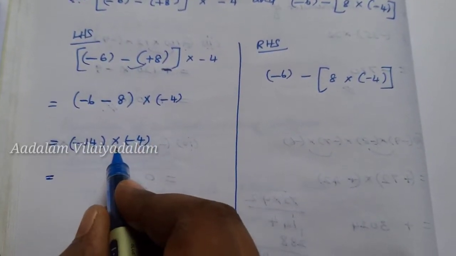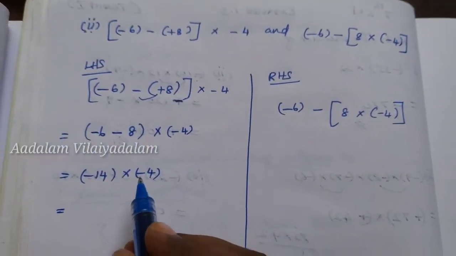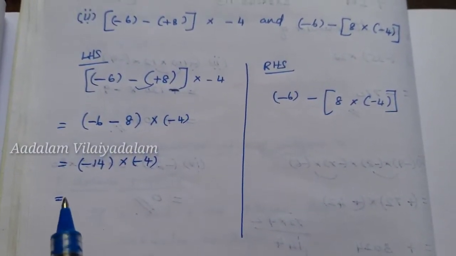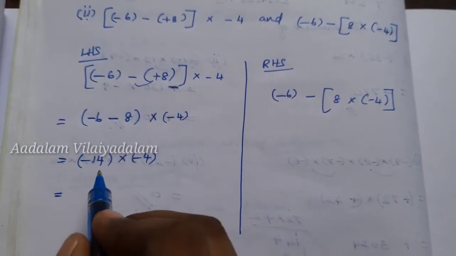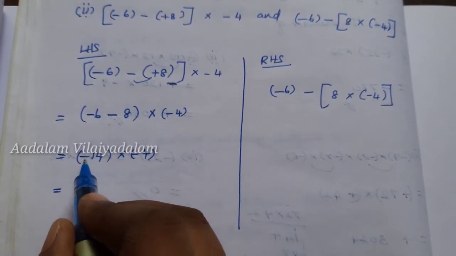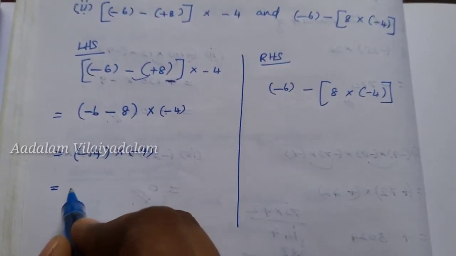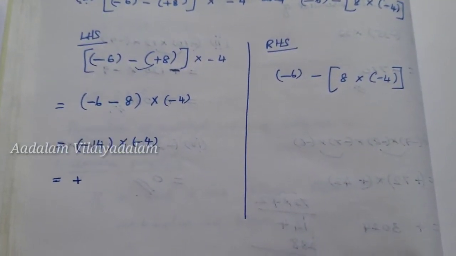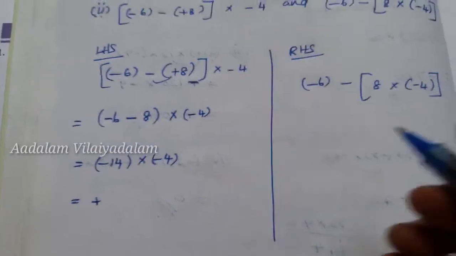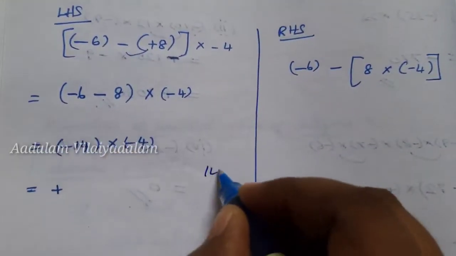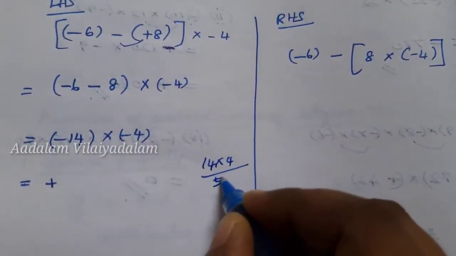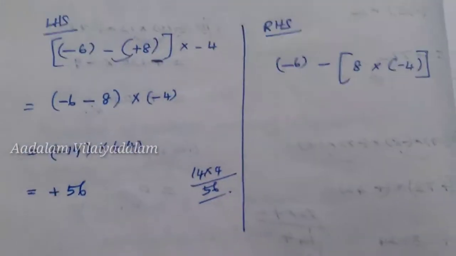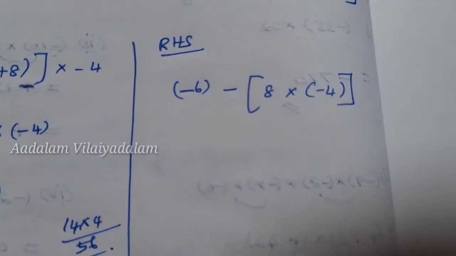Now here they have mentioned to multiply the values. If we multiply, what happens? Before that we need to do sign multiplication. Minus into minus will get plus, and 14 into 4s are what we get? Here we get 14 into 4s are 56. So therefore the answer is plus 56. So let's move to the right hand side.